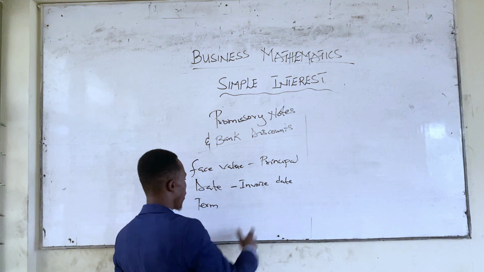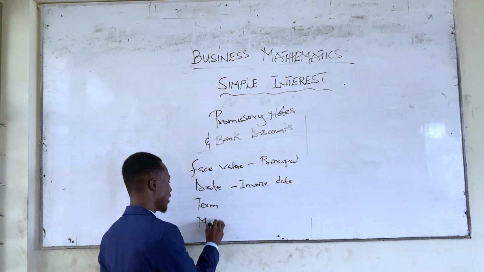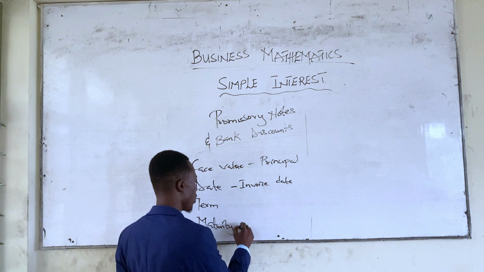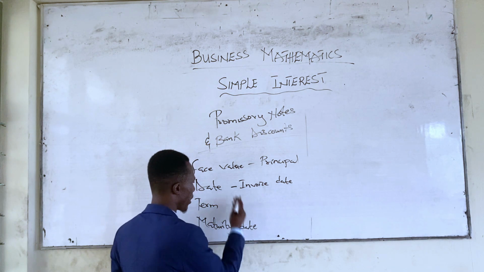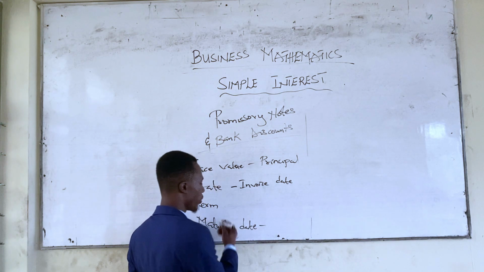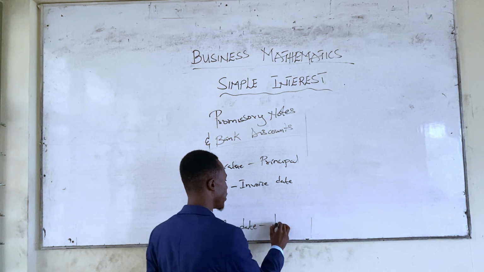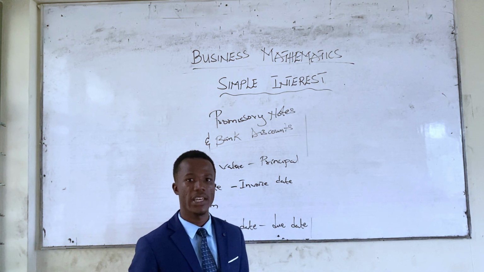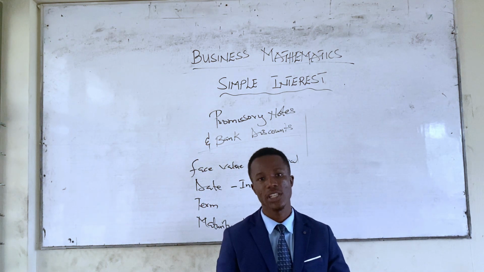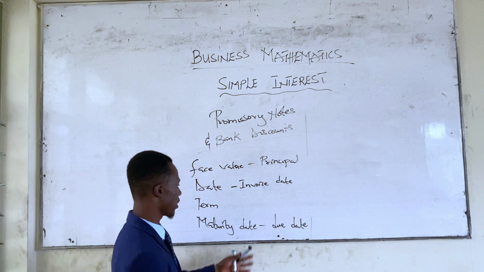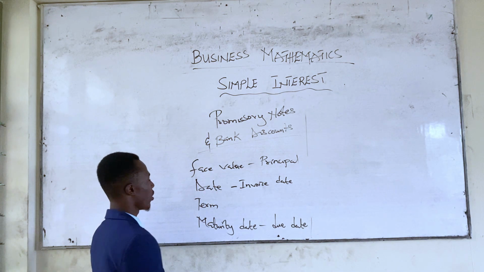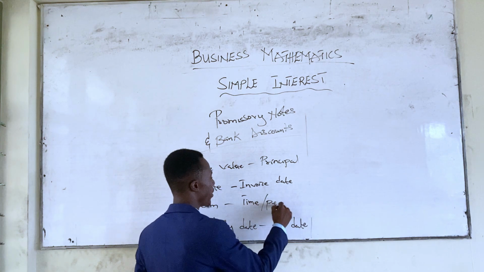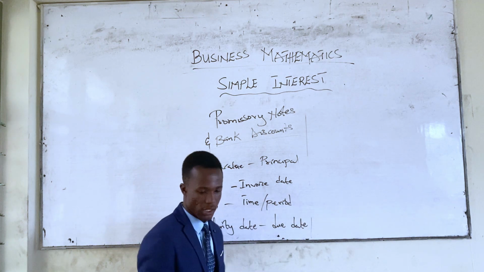That is the date. But when we talk about the maturity date, for exam purposes, take note of the terminologies very well. The maturity date is the due date: the last day of the period that you are supposed to pay the original amount plus interest. Then the term is the time or the period you have to take to pay the loan.